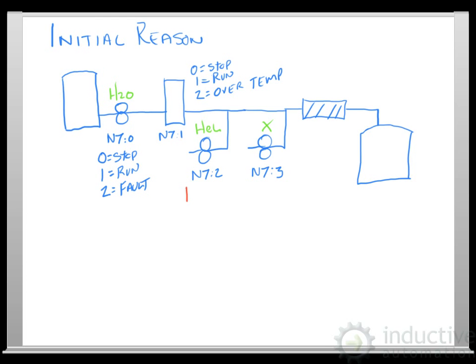So it faults, and so we're getting a 2 in this case. We're reading 2 from N70, and that happened at 10:02 and 10 seconds.